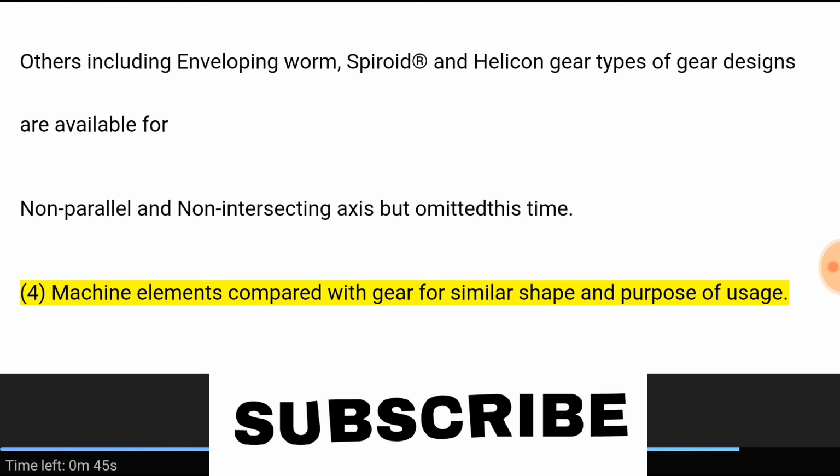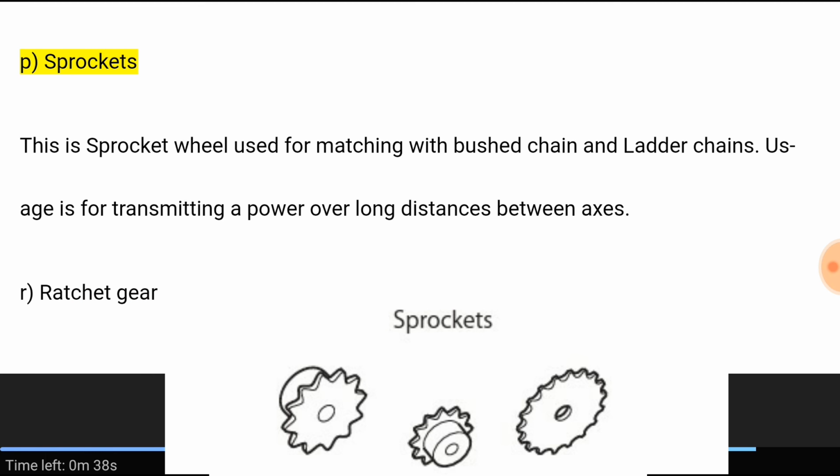4. Machine elements compared with gear for similar shape and purpose of usage. P. Sprockets. This is a sprocket wheel used for matching with bush chain and ladder chains. Usage is for transmitting power over long distances between axes.